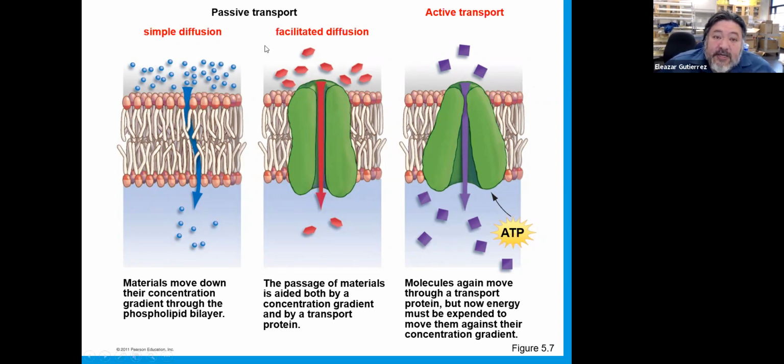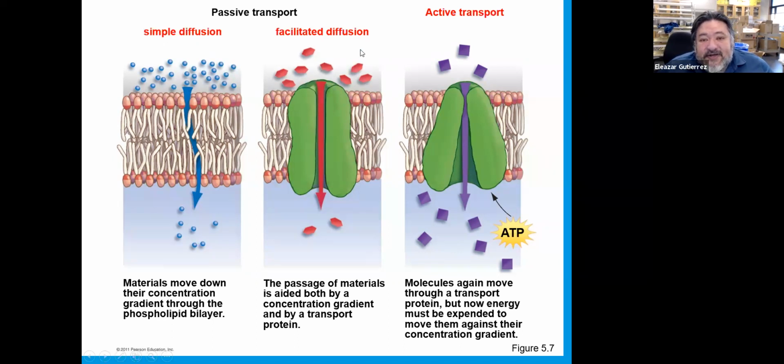In passive transport, you have simple and facilitated. Neither of these require energy. Another trait that is similar to both of them is that they both move from an area of high concentration to an area of low concentration. So notice that in simple diffusion, we have a lot of solute here, very little here. So simple diffusion is going down the gradient, okay?